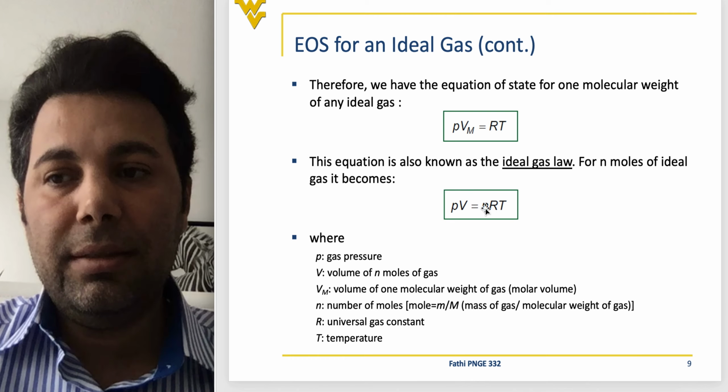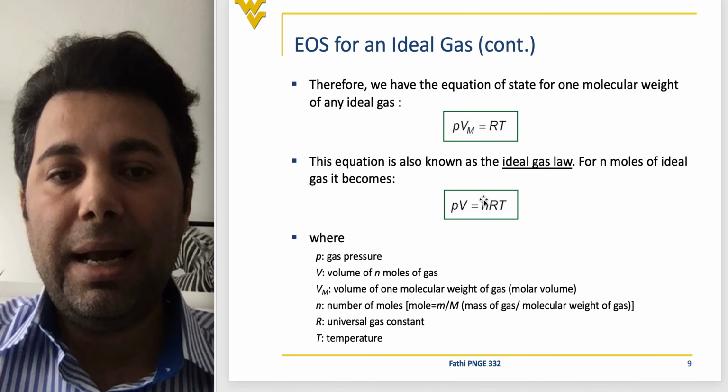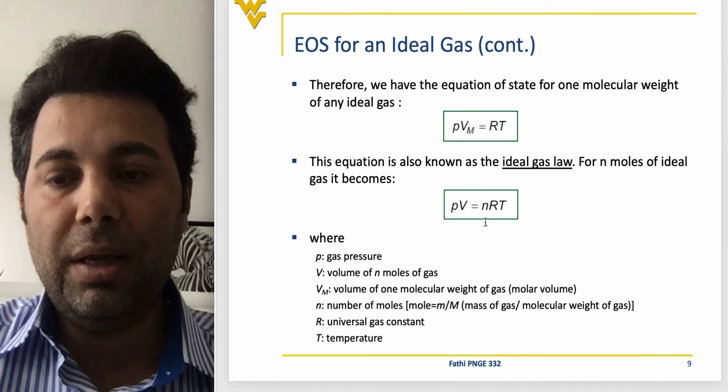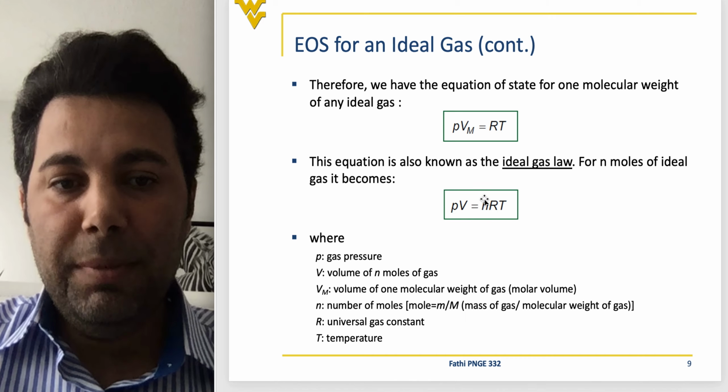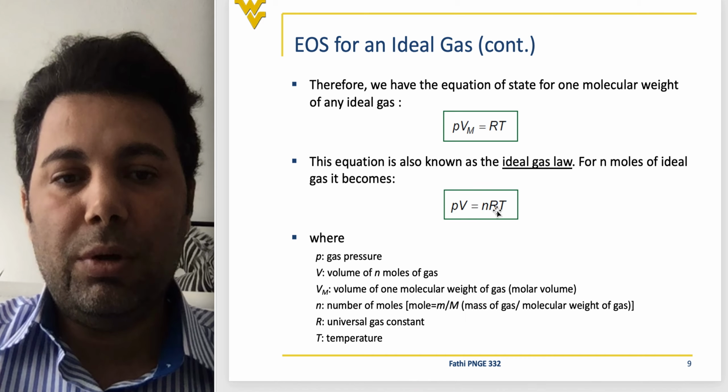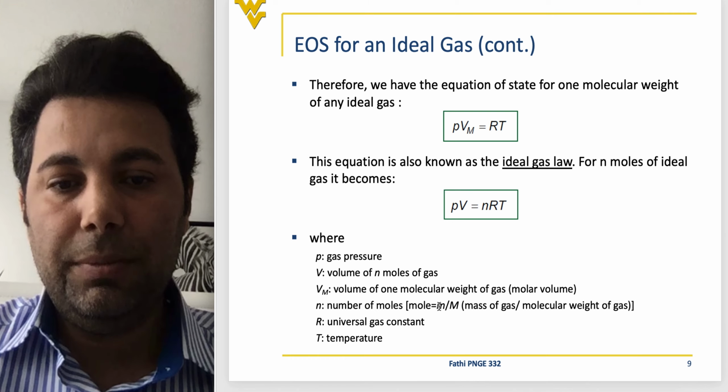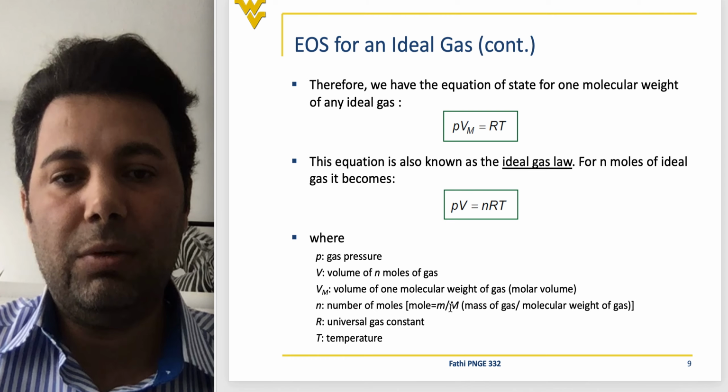And n, the number of moles, we know is equal to mass, small m, over capital M, the molecular weight. So it could be PV equal to small m over molecular weight times RT, or PV is equal to nRT. Here n is small m, the mass of gas, over the molecular weight.